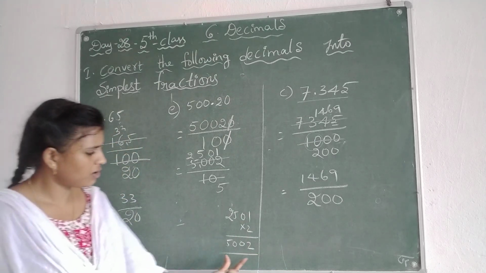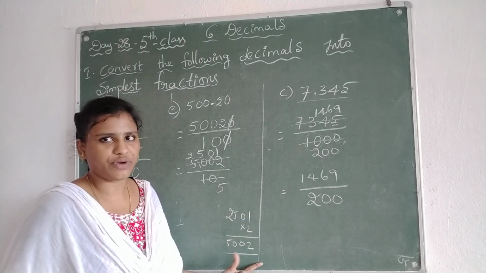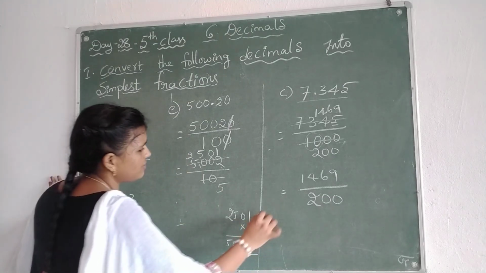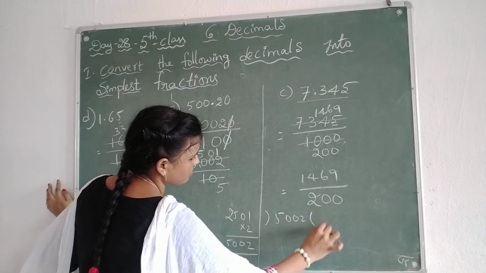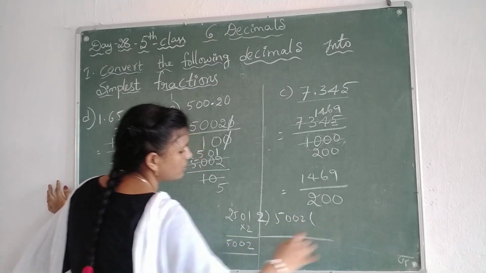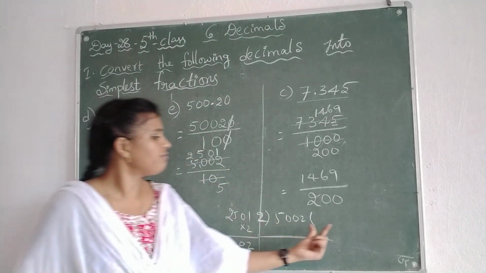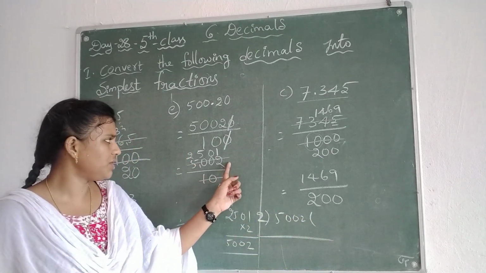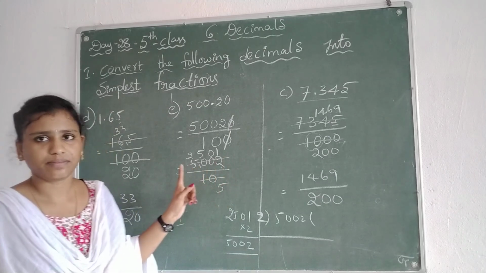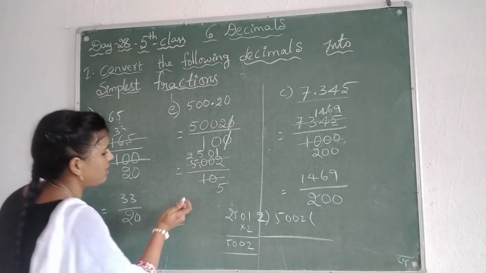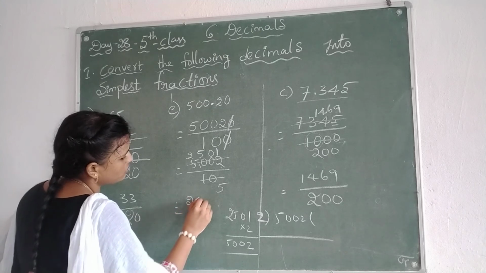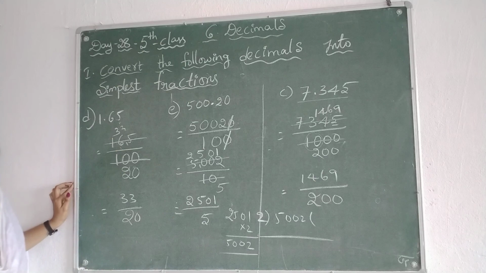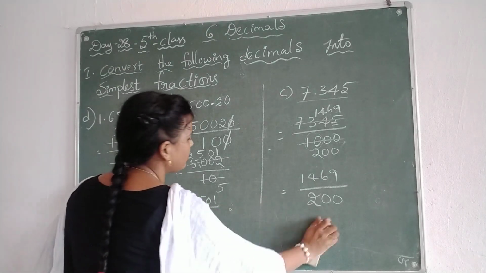Get it? We got it, right? If it is like this you do division. We will get some quotient now. After that, cancel the numerators and write down the answers. And see what the final answer is. That is 2501 by 5. Understood children this one?